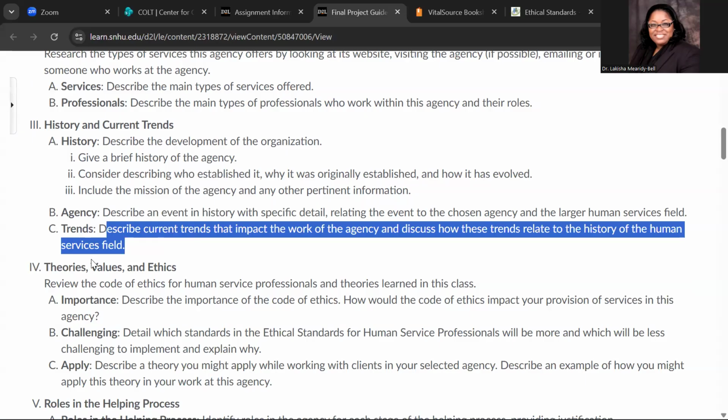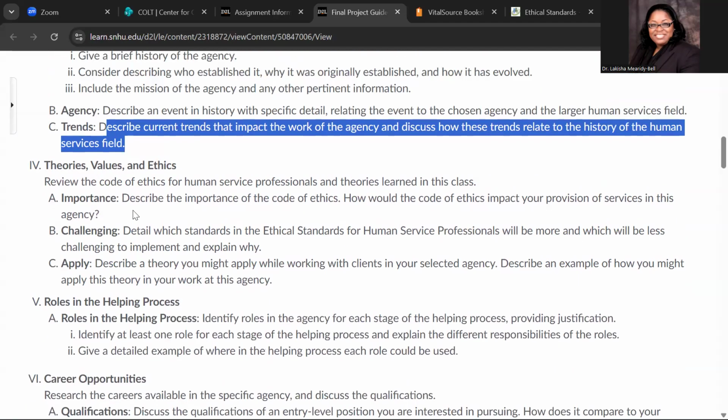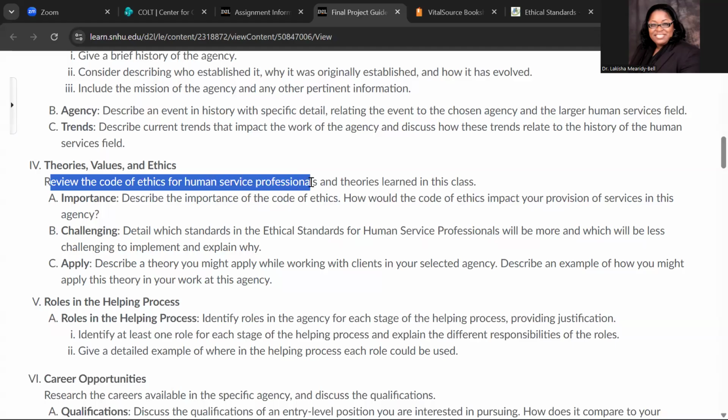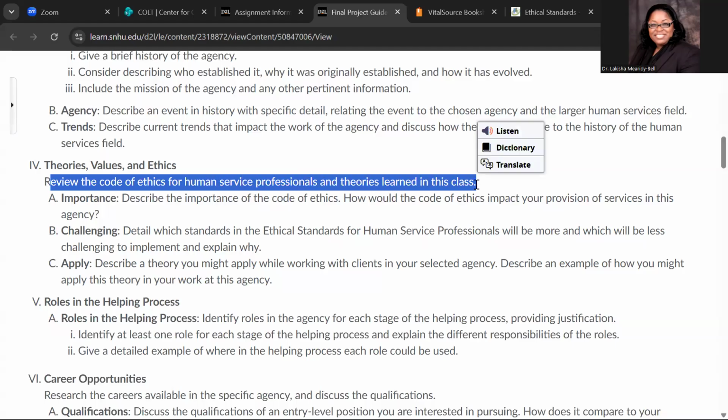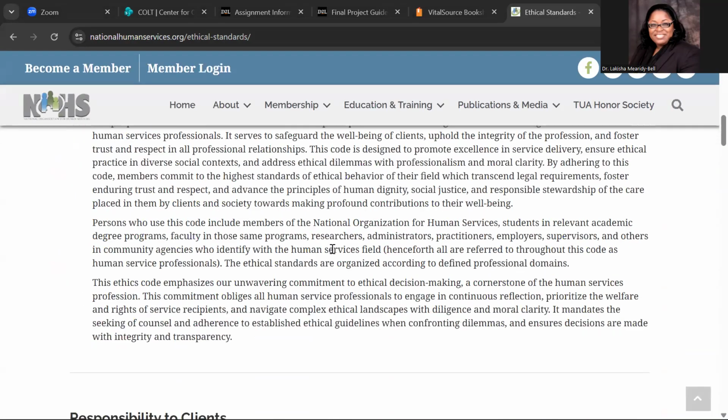Okay. All right, let's take a look at those theories, values, and ethics. In this particular section, don't forget to put your heading and center it. Review the code of ethics for human service professionals and the theories learned in the class. Remember, when you're looking at the code of ethics, you're going to look at those ethical standards. So they're very important. That's going to the NOHS website and looking at those ethical standards and just identifying some.